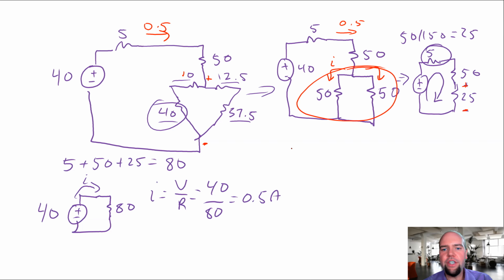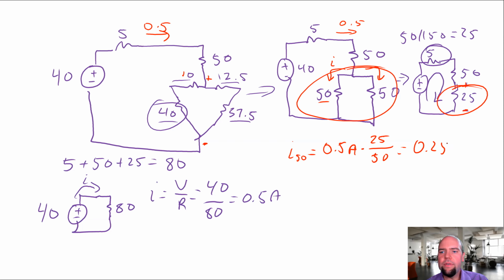So let's try to find this current here. This current here, I50, by current divider, is going to be the total current, which is 0.5 amps, times the equivalent resistance of this whole collection, which is 25, divided by the resistance of the branch, which is 50. And that equals 0.25 amps.